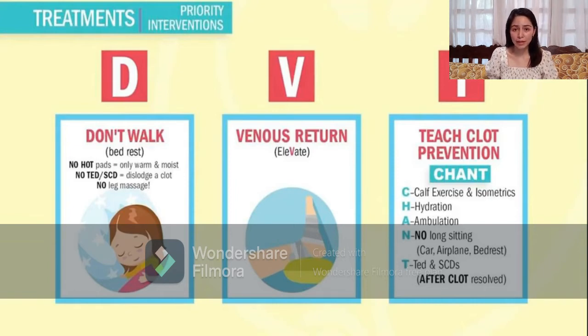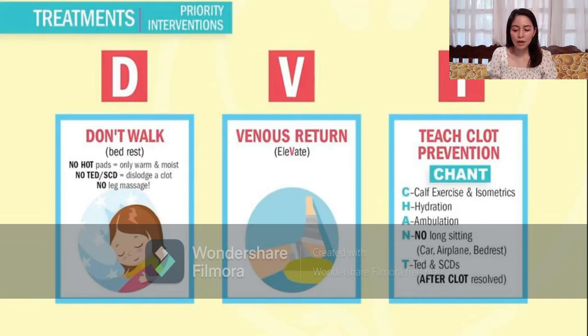And speaking of bed rest, no SCD, or what we call a sequential compression device, and TED hose, which are stockings that help prevent blood clots and swelling in your legs, since it may dislodge the clot. Remember, the patient is in bed rest. Now for V, which is for venous return, which means we elevate the extremity. All venous problems, remember, V for elevate.